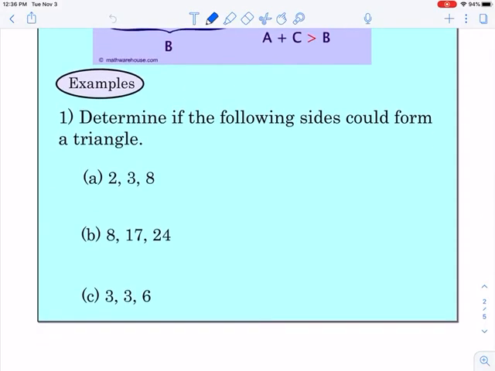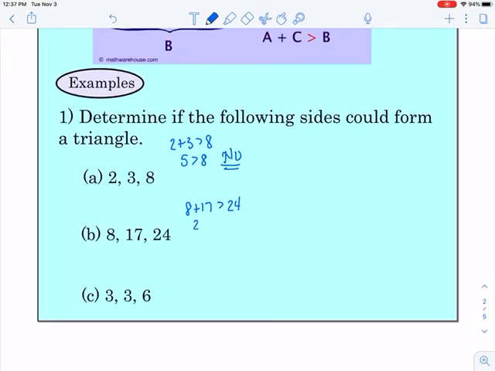So our first example, we want to determine if the following sides could form a triangle. I'm just going to start adding two sides and seeing if it's greater than the third. The first one that I'll do is 2 plus 3 is greater than 8. 2 plus 3 is 5, and immediately, since 5 is not greater than 8, the answer would be no for part A. For part B, I'm going to do first 8 plus 17, and I need to know if that's greater than 24. 8 plus 17 is 25, and 25 is greater than 24.